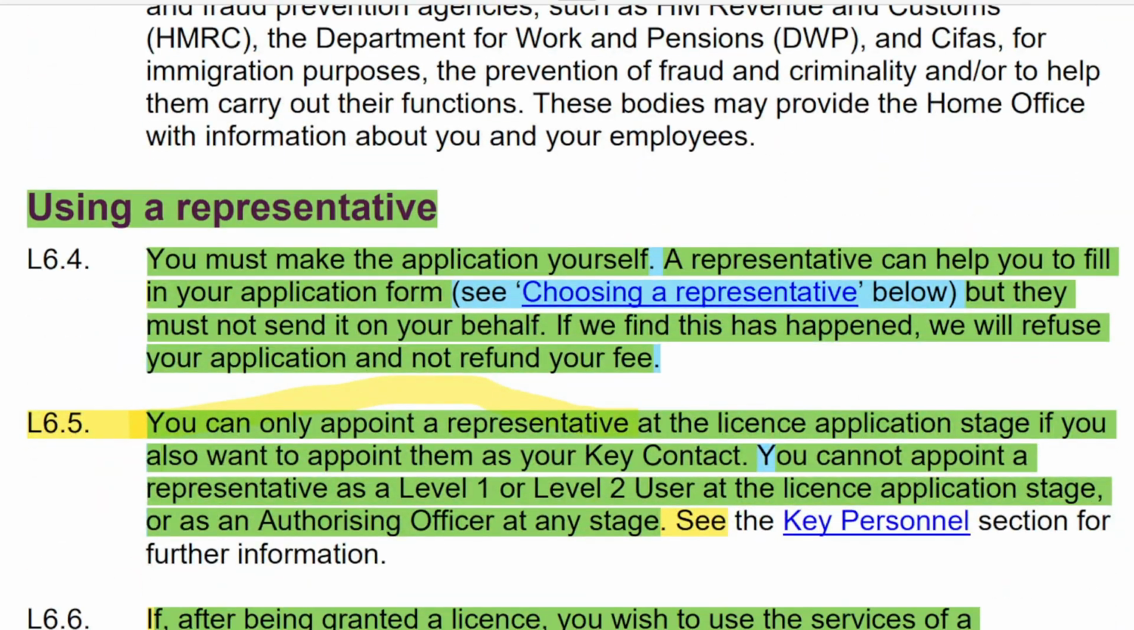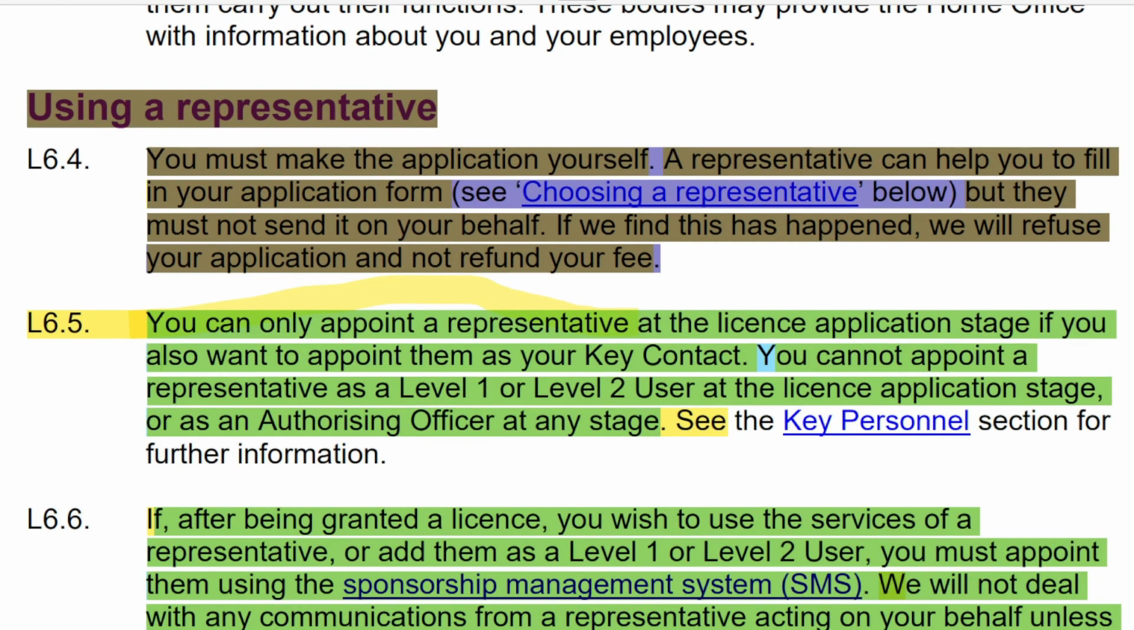Using a representative. If you are using a representative, in that case, you must make the application yourself. A representative can help you to fill in your application form, but they must not send it on your behalf. If we find this happening, we will refuse your application and not refund your fee. Many people get confused with this. So Home Office guidance clearly says that you must make your application yourself.